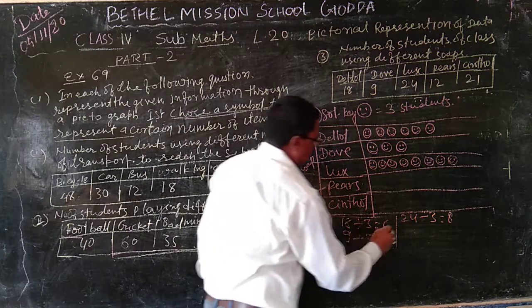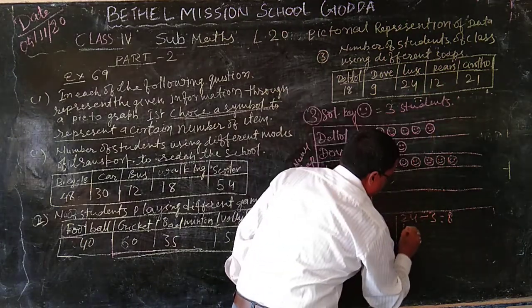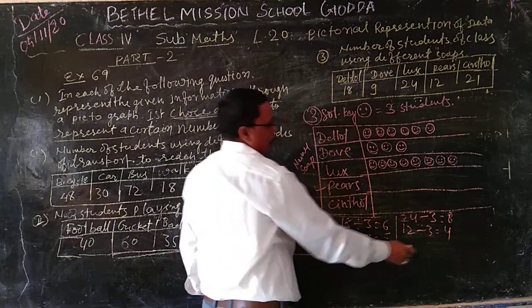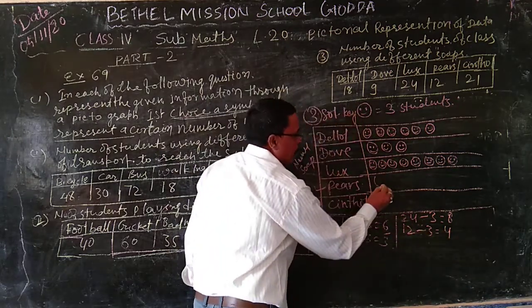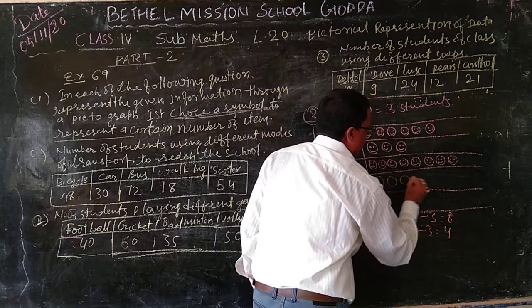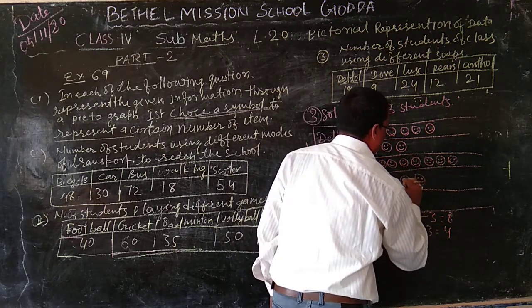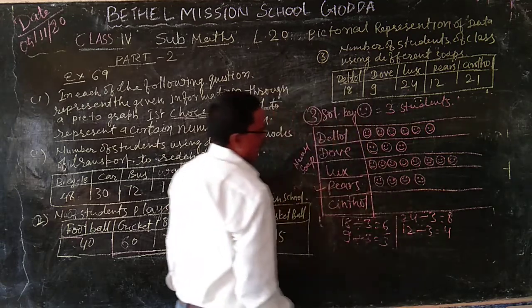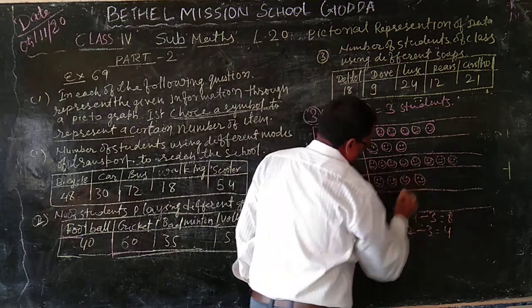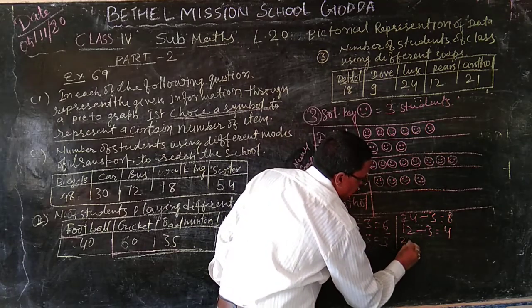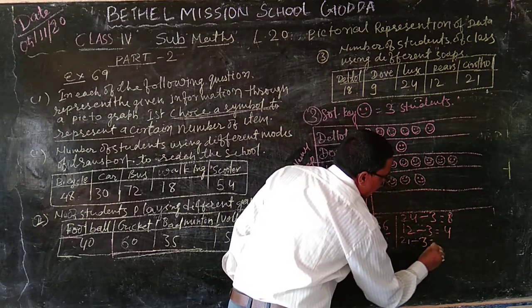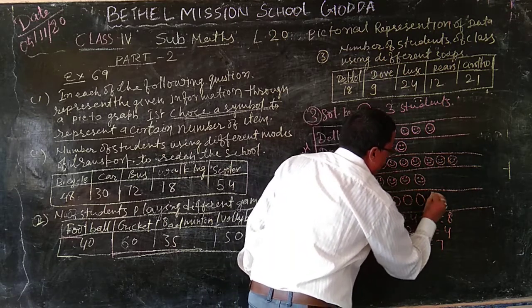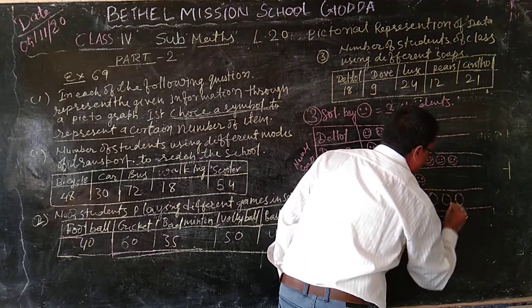Next is Sphere, 12 divided by 3, 4, so you can make 4 pictures: 1, 2, 3, 4. Last is Synthol, 21 divided by 3, 7. How many pictures make? 7 pictures: 4, 5, 6, 7.